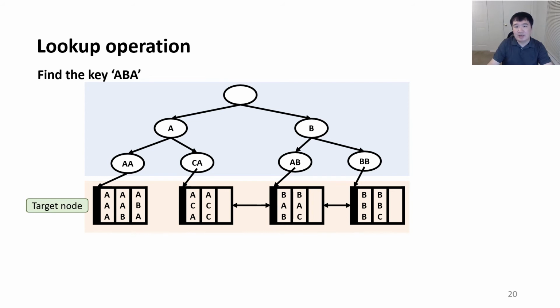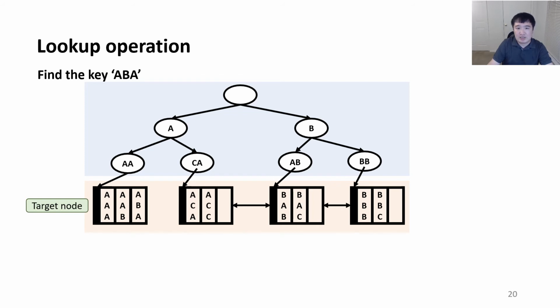Let me explain how PACTree's lookup operation works using an example. Let's suppose that we are looking for the key ABA. Let me first introduce the target node. The target node is the leaf node where the correct data is stored.